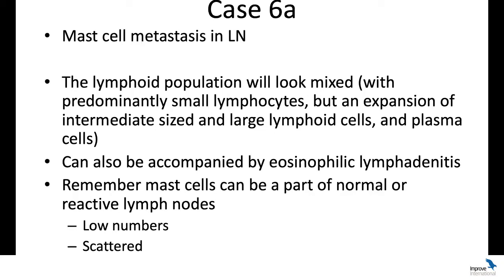So remember, mast cells can be a part of normal reactive lymph nodes, but they should be present in low numbers and scattered and be well differentiated, so lots and lots of granules. When we have high numbers of mast cells that are not well granulated, then that is consistent with metastatic spread. So when you're looking through the lymph nodes, if you find a population that shouldn't be in a lymph node, that should be raising your alert bells. And again, when in doubt, send it out. Just confirm that there's nothing lurking in the background.